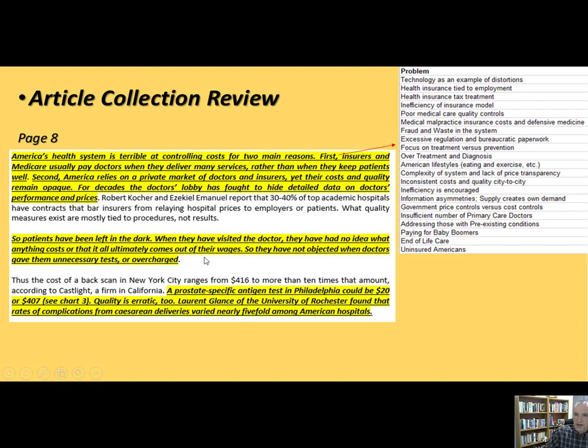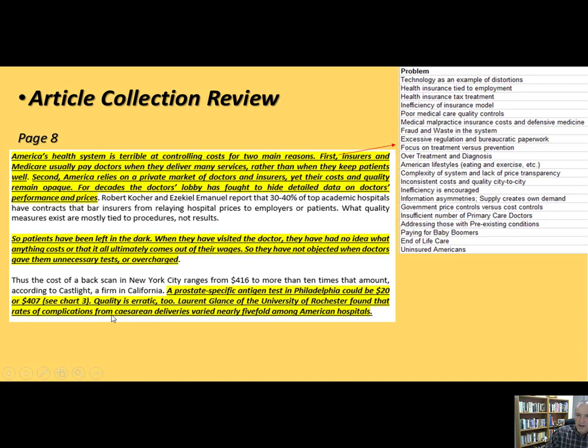So patients are in the dark, and when they visit the doctor, they have no idea what anything costs. What other business can you say that about? They have not objected when doctors gave unnecessary tests or overcharged. An example here is a prostate-specific antigen test that could cost $20 in Philadelphia and $407 somewhere else in Philadelphia. The quality is erratic.